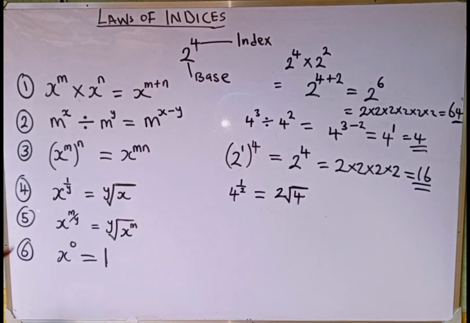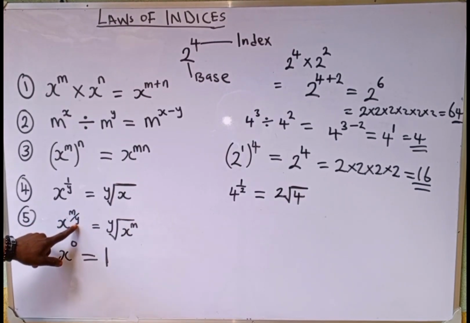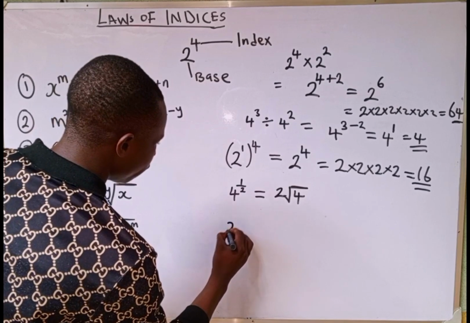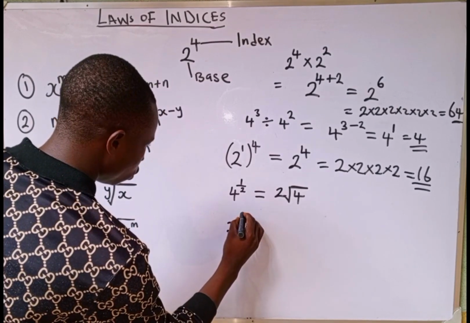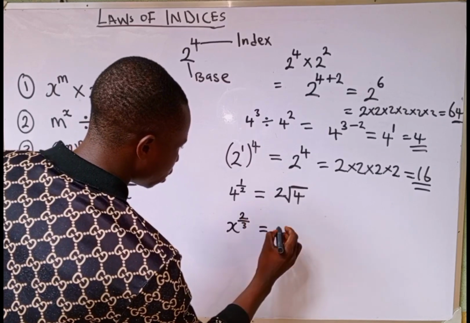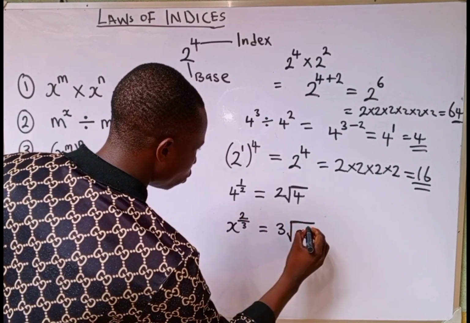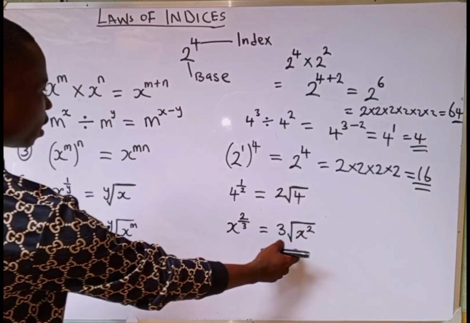And law number 5, when we have x raised to the power of m over y. This implies that when you have x raised to the power of 2 over 3, for instance, this is the same as the 3rd root of x raised to the power of 2. This is equivalent to this.